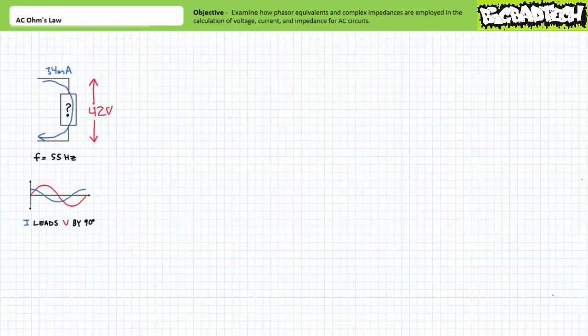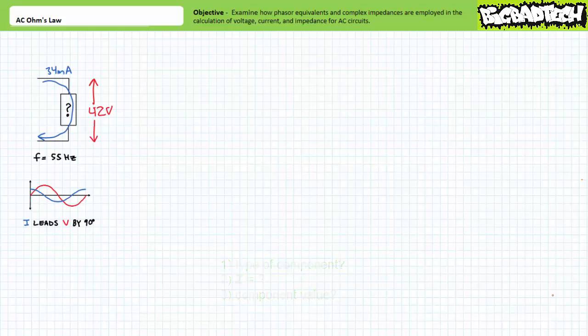Let's try a similar scenario, only this time including a reactive element. Let's say a voltmeter is reading 42 volts across and an ammeter is reading 34 milliamperes of current through an unknown element. Let's assume both voltage and current have a frequency of 55 Hz. Additionally, we know current is leading voltage by exactly 90 degrees. This is the dead giveaway that we're dealing with a reactive component, the fact that there's a phase shift between voltage and current. What type of component is this unknown element? What is its impedance? And what is its component level value?